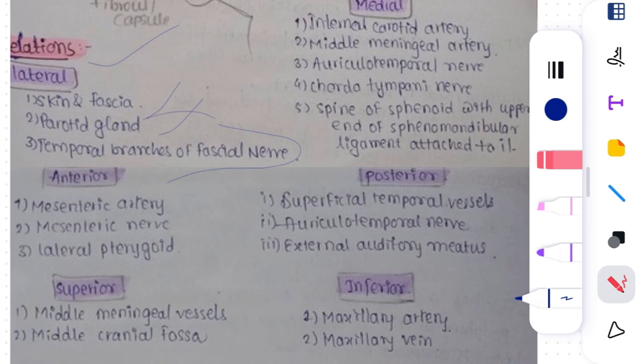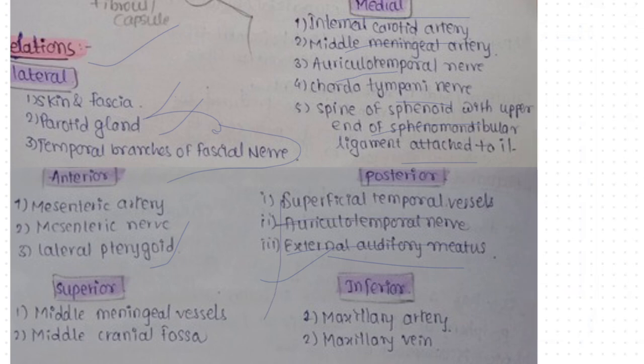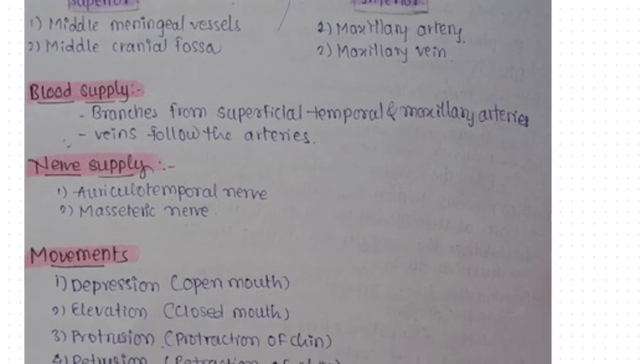Laterally there is the superficial skin, fascia, and parotid gland, and the parotid gland contains the facial nerve branches, which are also lateral relations. And medial, by the names you can understand: internal carotid artery, middle meningeal artery, auriculotemporal nerve, chorda tympani nerve, and so on. And anterior, posterior, superior and inferior relations are there.